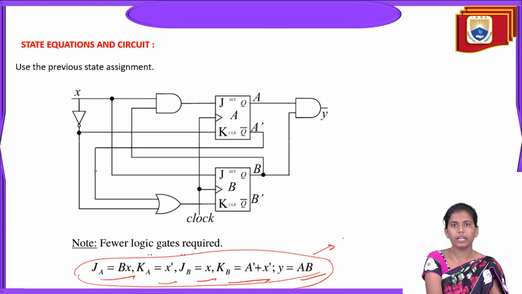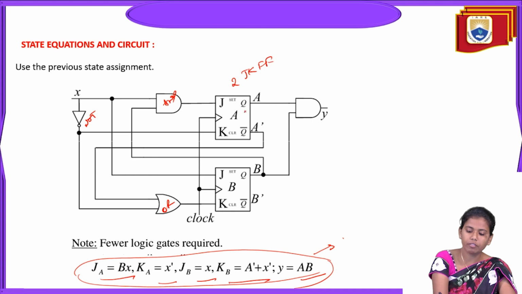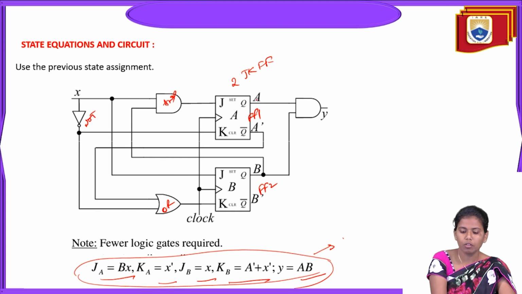From the equation, we are able to draw the circuit diagram, and in the circuit diagram, if you observe here, we have X input, and from the X input we have a buffer gate, okay, NOT gate, and we have an AND gate, OR gate, and this is a NOT gate. So here we have JA, which is equals to BX. Here we are using two JK flip-flops. So this is flip-flop 1 and this is flip-flop 2, and we have two outputs with the complements A bar, B bar. So what is the input for JA? JA is equals to BX.